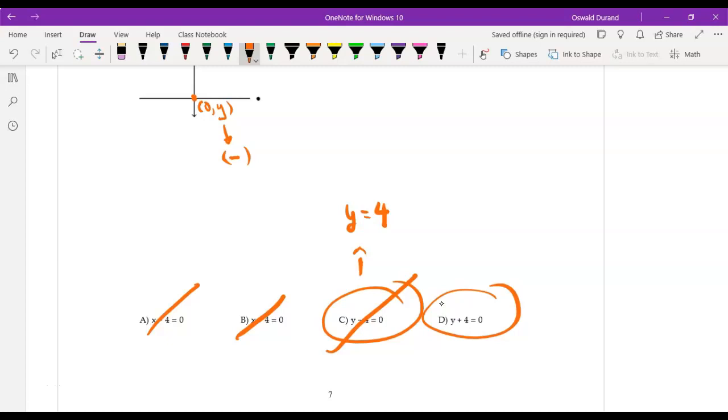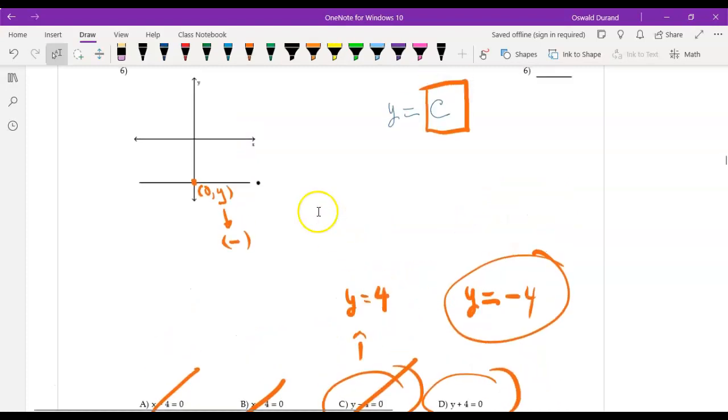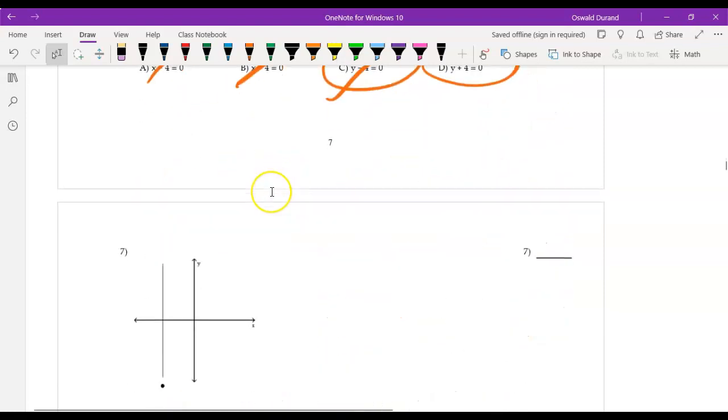So it has to be y plus 4. Why is it y plus 4? Because if I solve for y, I get y is equal to negative 4. And this y equal to negative 4 is representative of this horizontal line below the x-axis. Okay? All right. Moving on.